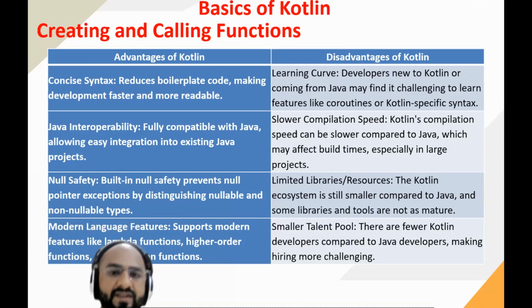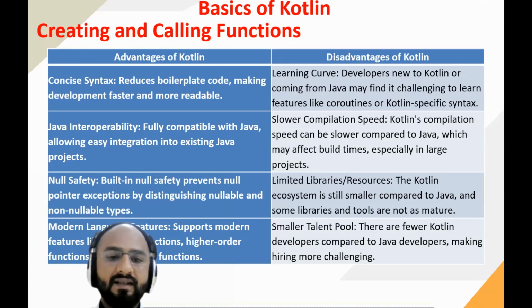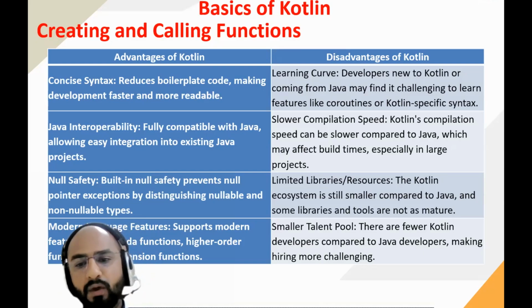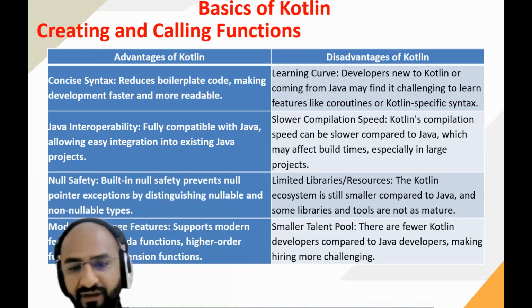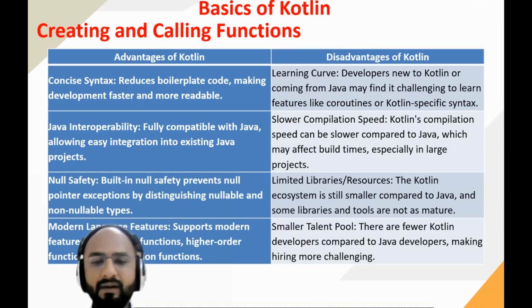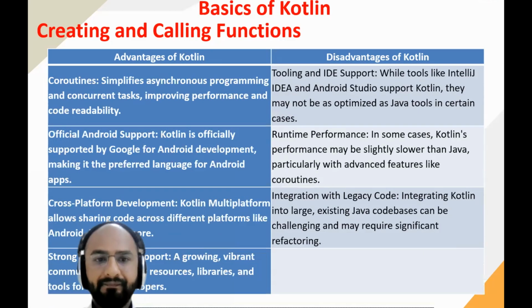Modern language features are an advantage, as Kotlin supports modern features like lambda functions, higher-order functions, and extension functions. And a disadvantage is a smaller talent pool. There are fewer Kotlin developers compared to Java, making hiring more challenging. But nowadays, most Java developers are working with Kotlin, and they know how Kotlin works.